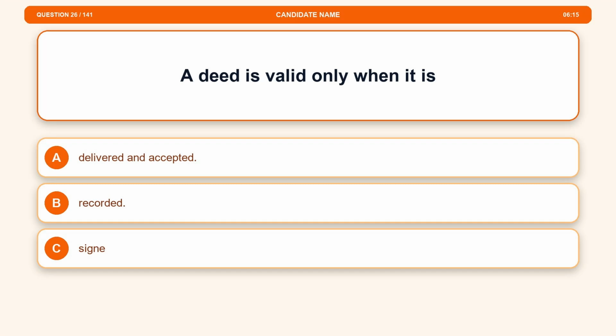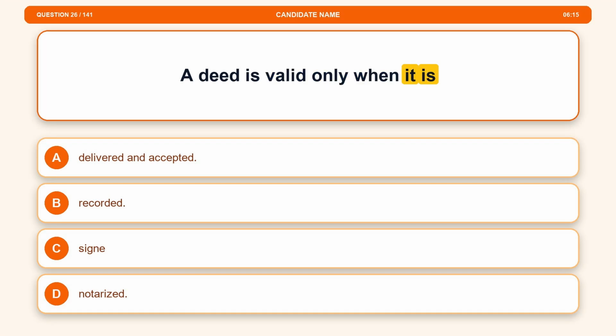Question 26. A deed is valid only when it is: Option A, delivered and accepted. Option B, recorded. Option C, seen. Option D, notarized.